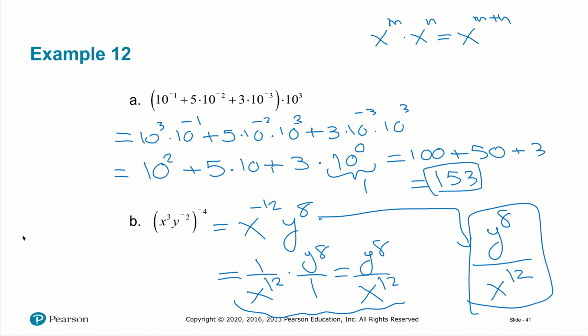So remember, this only works because that's multiplication, right? If there were a plus here, I wouldn't be able to do this. You get it? But because it's multiplication, we can do this. All right. So make sure that you can handle that, and you should be in great shape.